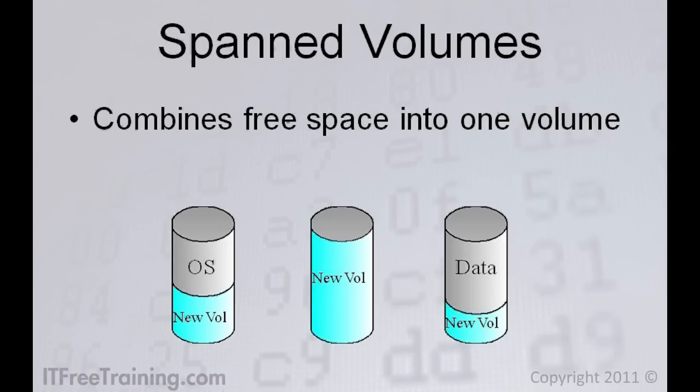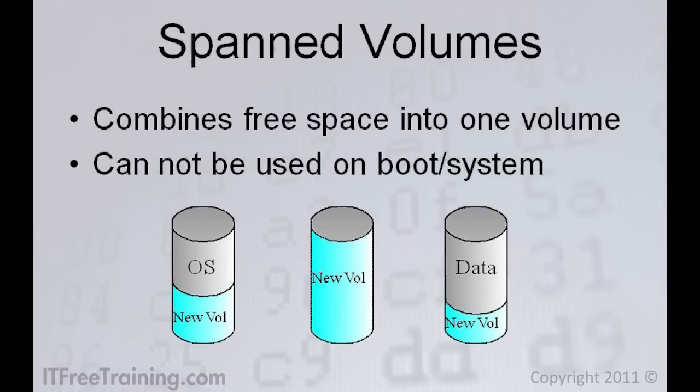Spanned volumes cannot be used on the system and boot volume to make them bigger. However, you can make your boot or system volume bigger by expanding it if you have free space after the volume. If you create a spanned volume, if you lose any hard disk in the disk set, you will lose the entire disk set. Spanned volumes offer no redundancy. Also, spanned volumes lay out data from start to finish. This means that you will not see any performance gains using spanned volumes.